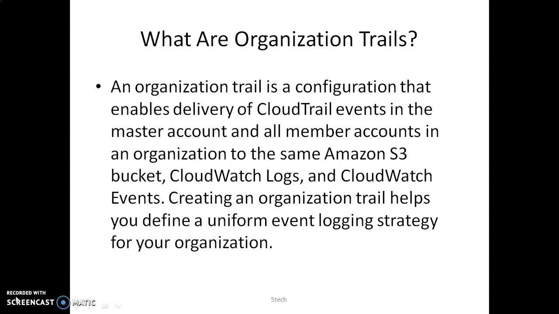What are organization trails? An organization trail is a configuration that enables delivery of CloudTrail events in the master account and all member accounts in an organization to the same Amazon S3 bucket, CloudWatch logs, and CloudWatch events. Creating an organization trail helps you to define a uniform event logging strategy for your organization, wherein you can organize all your logs basically.